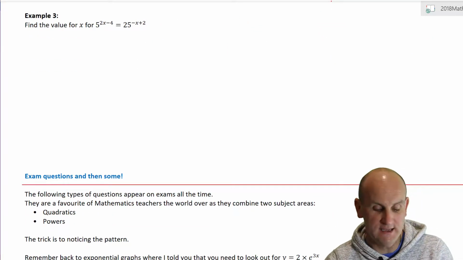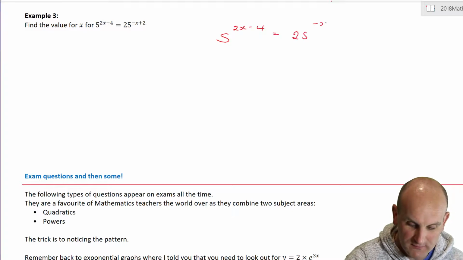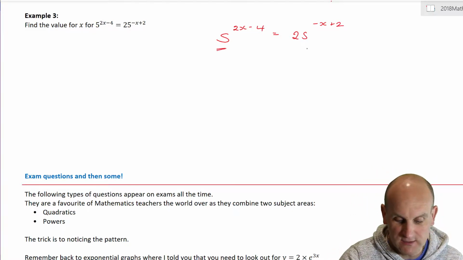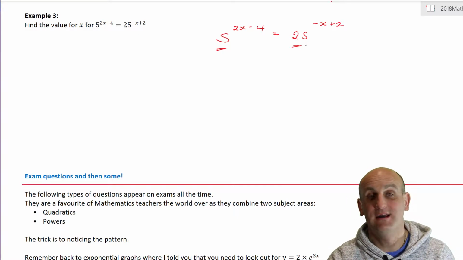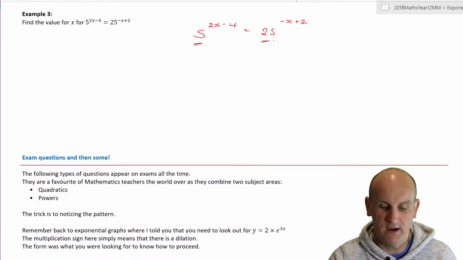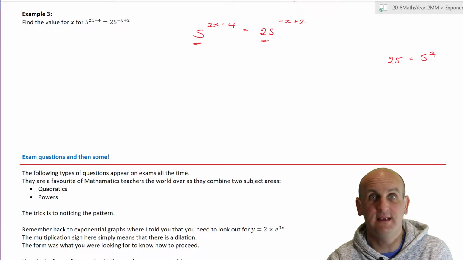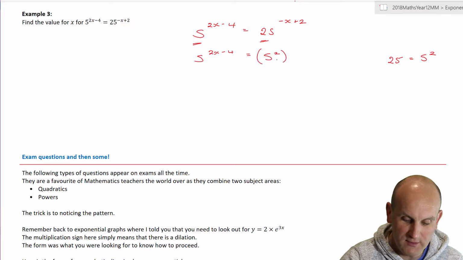We can even get more complicated. We can have 5 to the power of 2x minus 4 is equal to 25 to the power of minus x plus 2. Now I'm not bothered about the powers at this moment in time. I'm trying to make these values here the same. And it's easier to turn 25 into a power of 5. Well, I know that 25 is the same as 5 squared. So I'm now going to replace that 25 with the 5 squared. This stays the same. 5 to the power of 2x minus 4 is equal to 5 squared. Now I'm going to put that in brackets because that is, once again, all to the power.